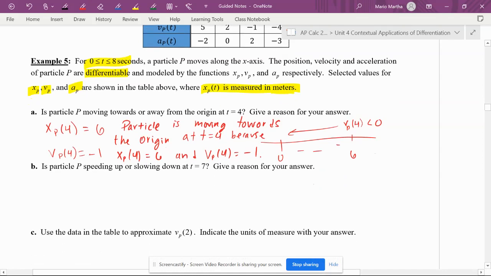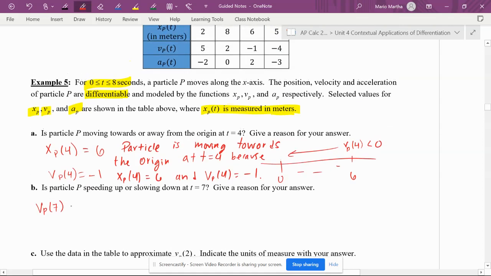So now let's look at part B. Is particle p speeding up or slowing down at t equals 7? Let's see what's happening at t equals 7. To know whether it's speeding up or slowing down, we look at whether the velocity and acceleration are heading in the same direction, both positive or both negative, or have opposite signs. So v sub p of 7 is equal to negative 4, and a sub p of 7 is equal to negative 3.